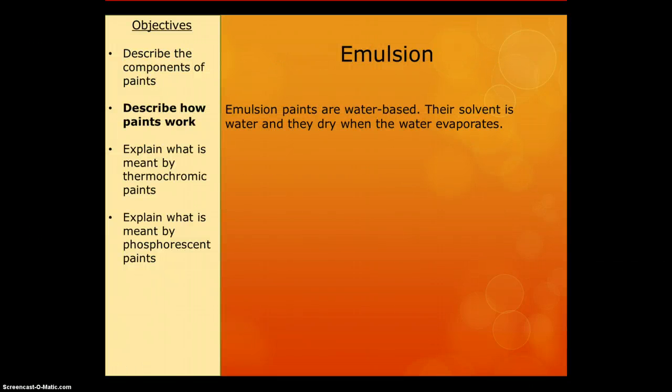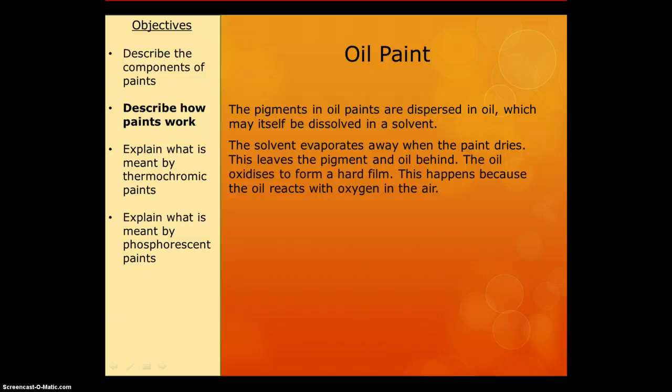So the two types of paint that we need to know about are emulsions for the first one. An emulsion is a paint that is water-based, and after you paint it on, the water evaporates, and that's when it's dry and it just leaves the pigment behind. So in our emulsion, the pigment is carried in the water, we paint it on, the water evaporates when your paint dries and you're left with just the pigment behind. So that's an emulsion.